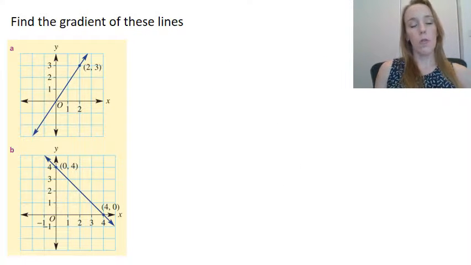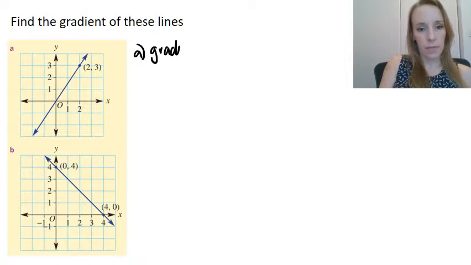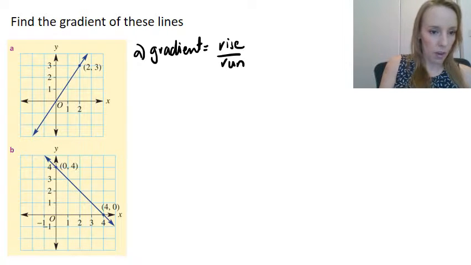Okay, so for these ones, we've got A and B, and we have to find the gradient of each of those lines. So we'll start off with A. So we know our formula: gradient equals our rise over our run. So our rise is our change in y value from left to right.